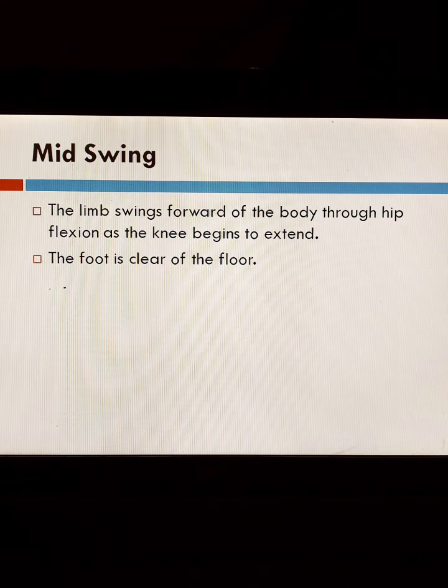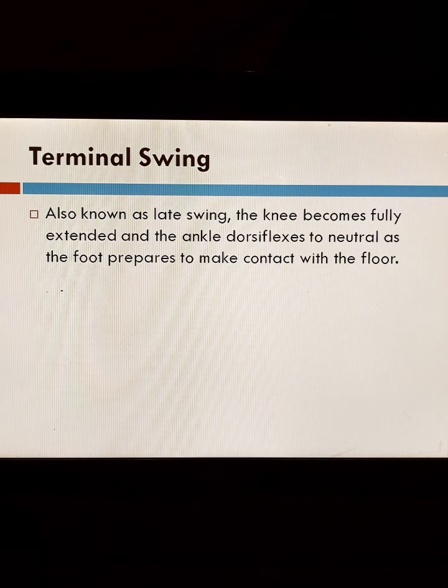Mid-swing. The limb swings forward of the body through hip flexion and the knee begins to extend. The foot is clear of the floor. Terminal swing, also known as late swing, the knee becomes fully extended and the ankle dorsiflexes to neutral as the foot prepares to make contact with the floor again.